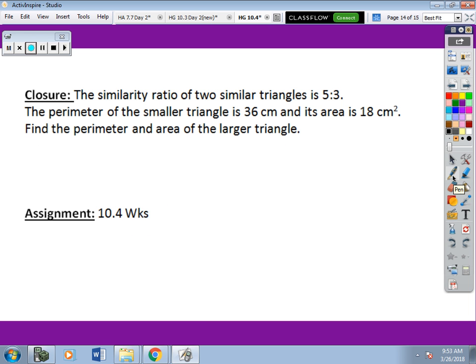Closure, we have two triangles. Similarity ratio of 5:3. The perimeter of the smaller triangle is 36, and the area is 18. Find the perimeter and the area of the larger triangle. Go ahead and pause the video and try this one on your own.